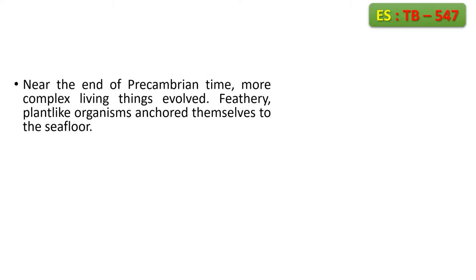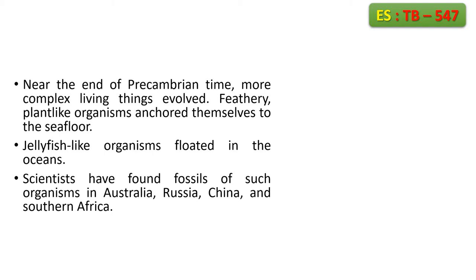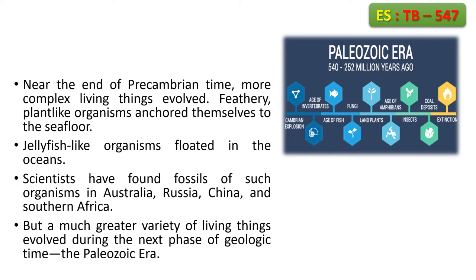Near the end of Precambrian time, more complex living things evolved. Feathery, plant-like organisms anchored themselves to the seafloor. You can see similar organisms in the diagram. Jellyfish-like organisms floated in the ocean. Scientists have found fossils of such organisms in Australia, Russia, China, and Southern Africa. But a much greater variety of living things evolved during the next phase of geologic time, the Paleozoic era.